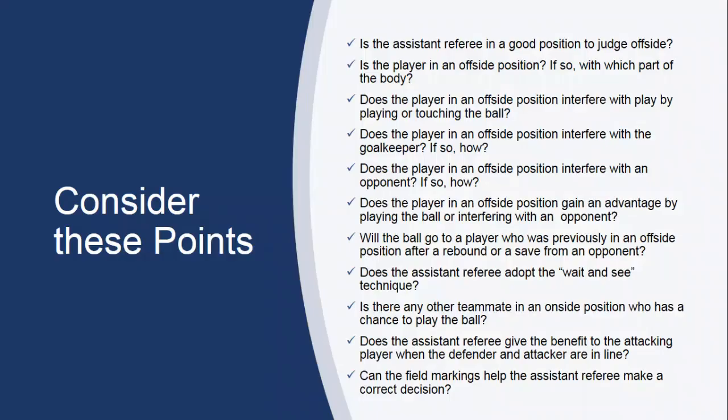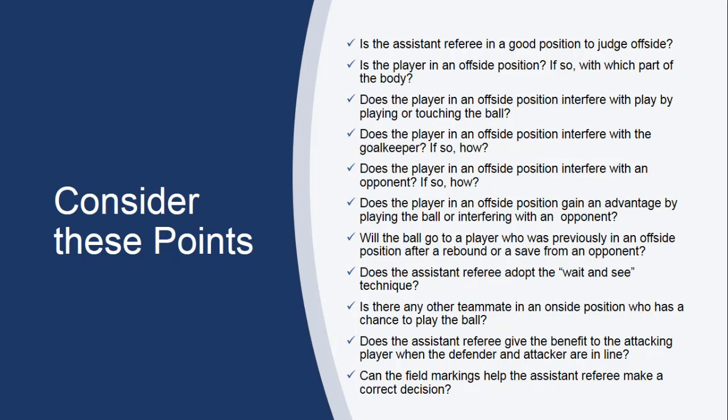So FIFA, which I know this is a high school presentation, but a lot of the rules that we follow in high school do derive from what FIFA has set forth. FIFA has considerations that they want you to have going through your mind when you're making your offside decision. So, are you in a good position to judge the offside? Is the player in an offside position? If so, which part of the body? We talked about the hands or the arms. They are not considered a playable part of the body. Therefore, they aren't considered when you're considering the player in an offside position. Does the player in the offside position interfere with play by playing or touching the ball?